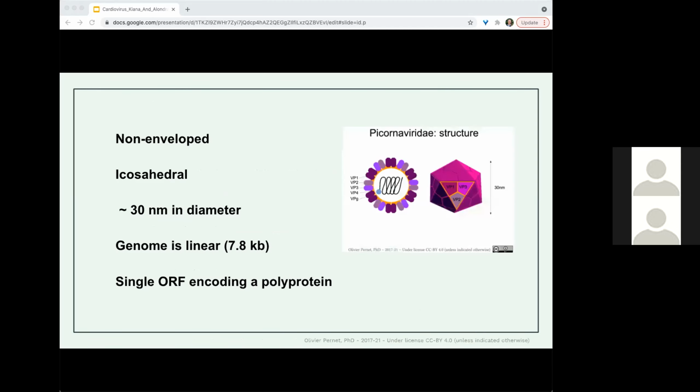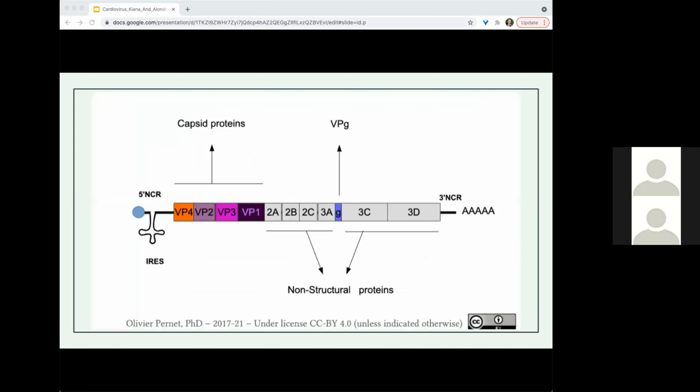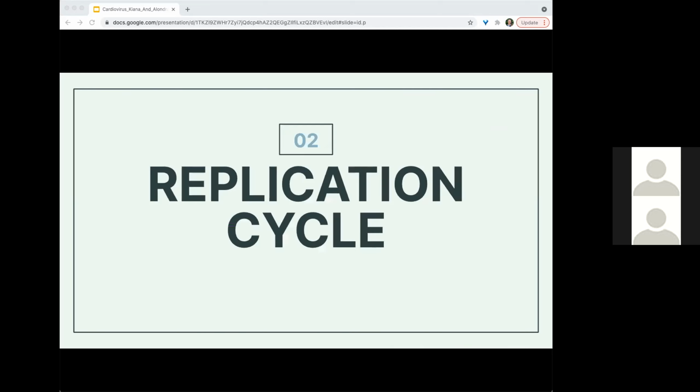Cardiovirus is non-enveloped, icosahedral, and approximately 30 nanometers in diameter. The genome is linear and has a single open reading frame that encodes a polyprotein. This slide shows the structure of the capsid and the genome with one open reading frame. Here is a close-up of the genome, which encodes the capsid proteins and non-structural proteins.